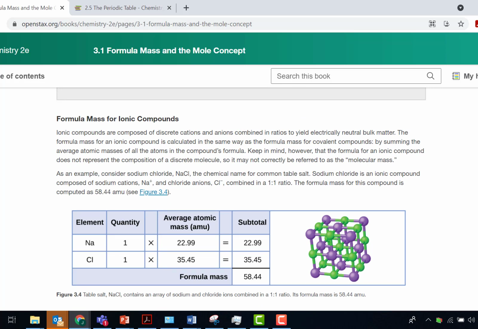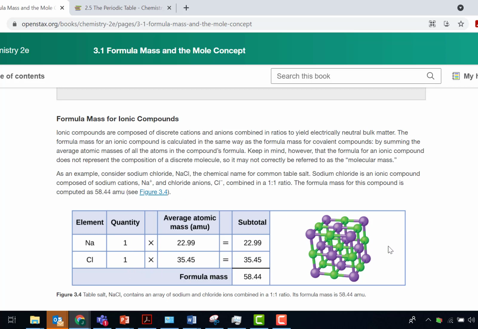Let's also talk about the formula mass for ionic compounds. So here we're showing an example for sodium chloride. And if you look at the table, the calculation looks almost exactly the same as what we had done before. And it essentially is, right? We're looking at, okay, we have this formula, and we use that. We look up the elements, add them together. In this case, it's a 1-to-1.